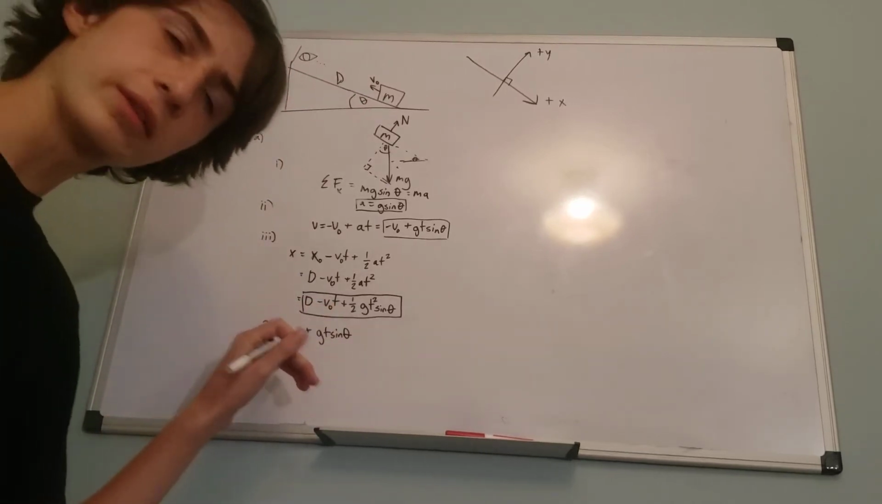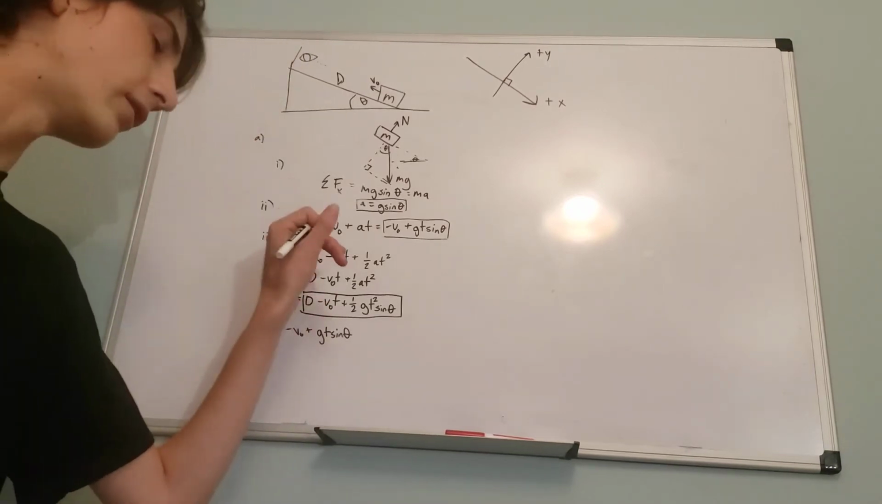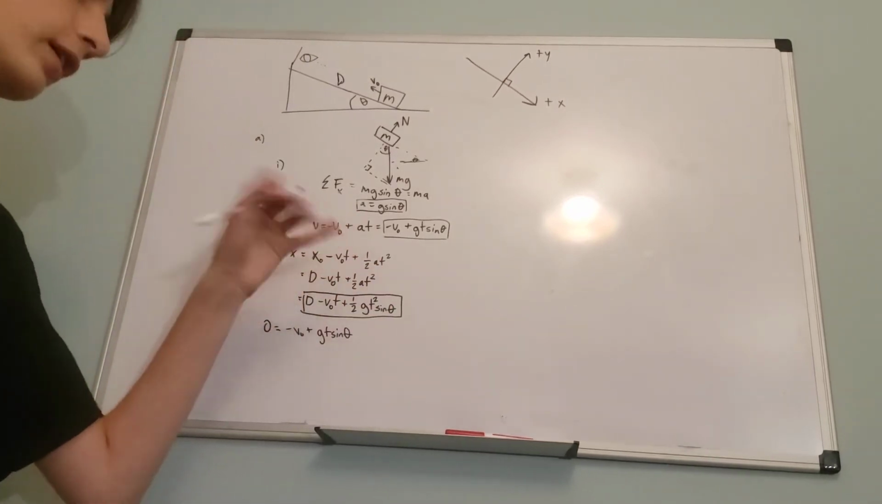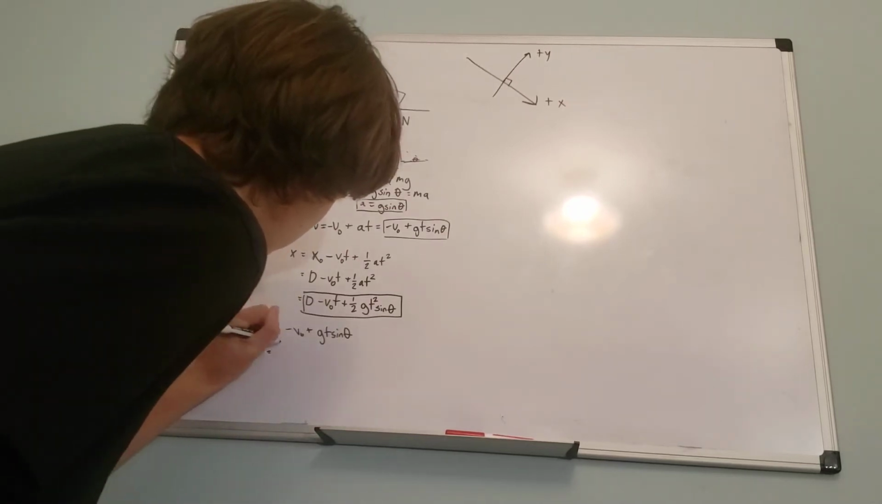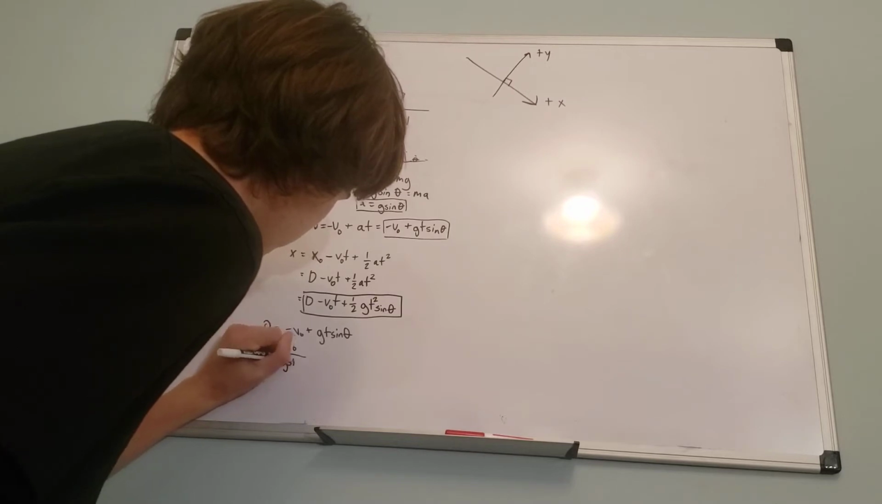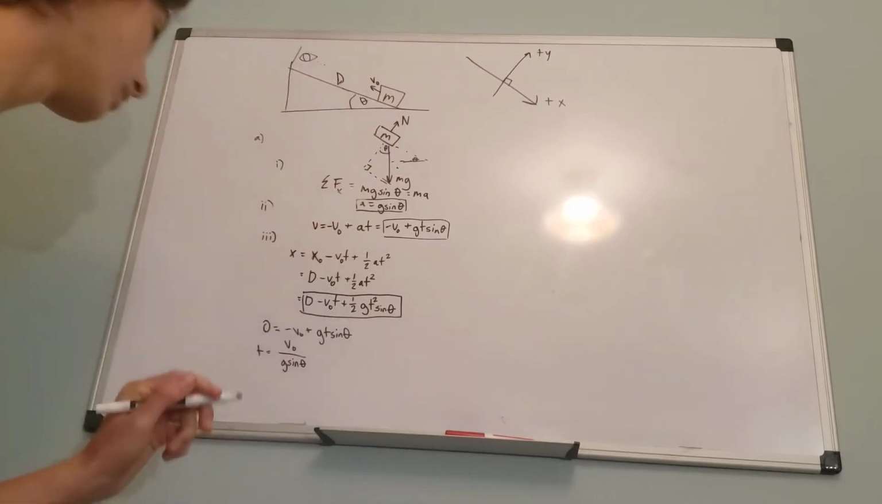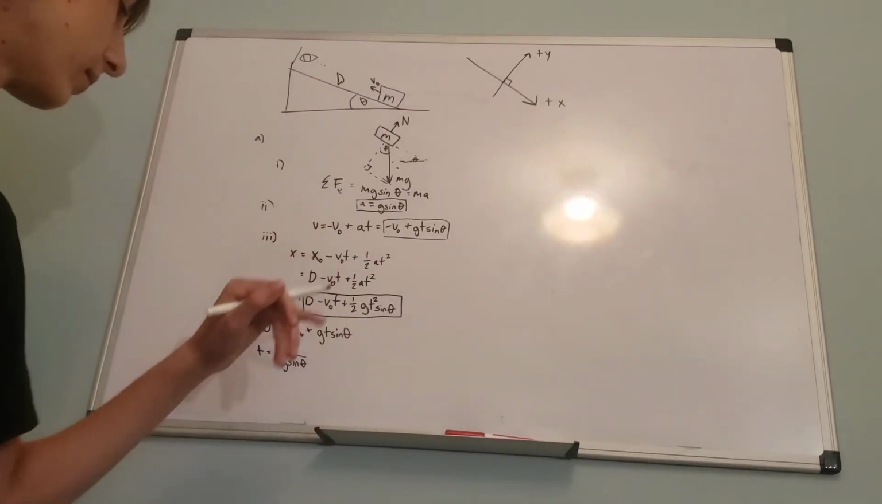And now I'm just going to solve this for time. And then once I get time, I'm going to plug it back in to this equation and see if I can find x. Okay, so in this case, time equals v naught over g sine theta. Okay, just algebra. And then I'll just plug that back in.